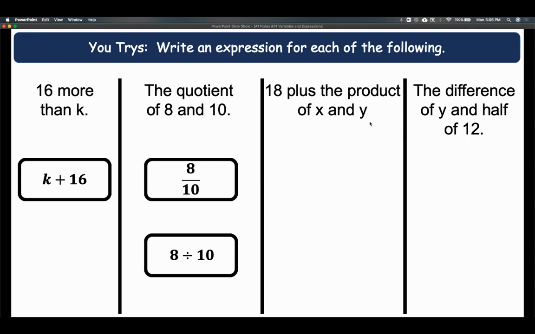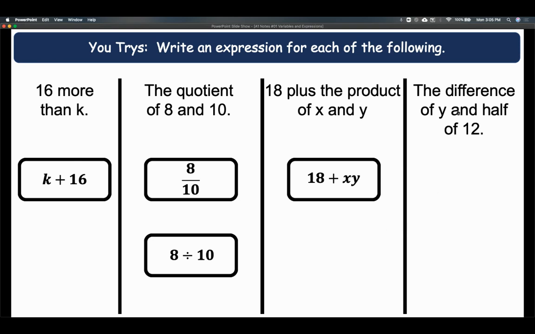So everything should be in the same order. Product means multiply. So one way that I might see that is like this: 18 plus the product of x and y. I might also see a little dot in between these to show x times y. That's fine. A lot of people were using parentheses. That's fine as well. There's a lot of different ways to show products. But yeah, this is probably one of the main ways I'd see it.